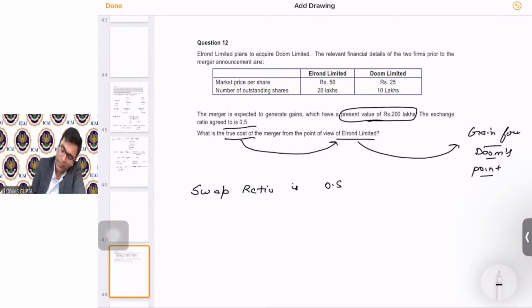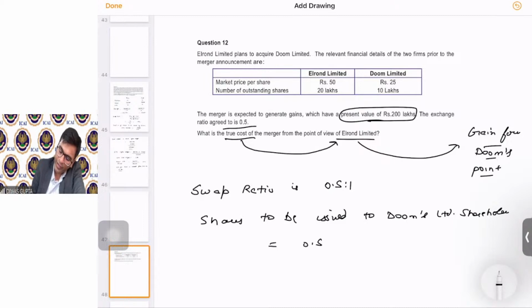Swap ratio is 0.5 is to 1. Simple. So shares to be issued to Doom Limited shareholders will be 0.5 into 10 lakhs, which is 5 lakh shares. Easy.